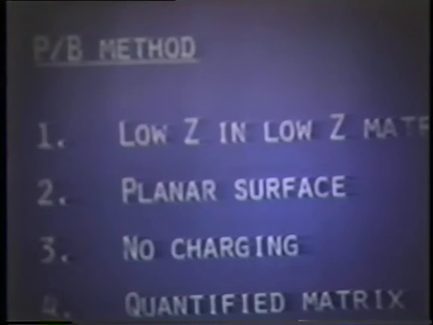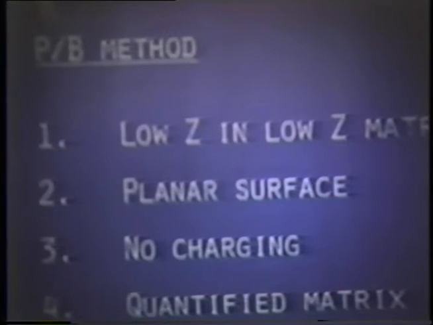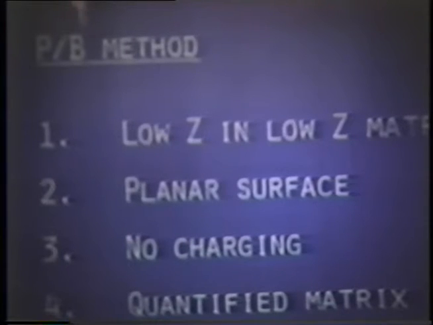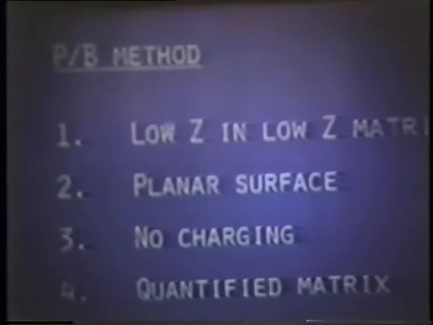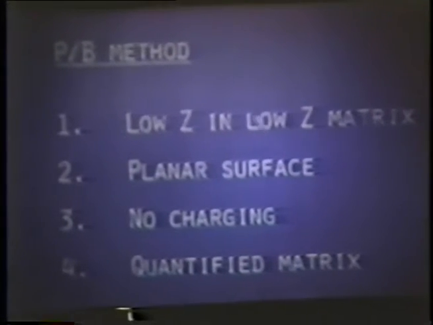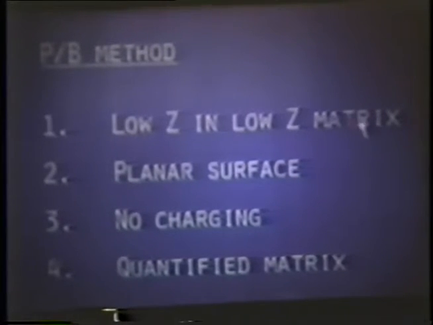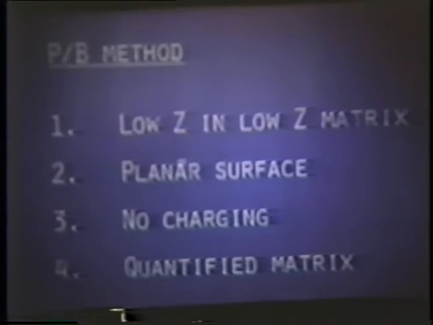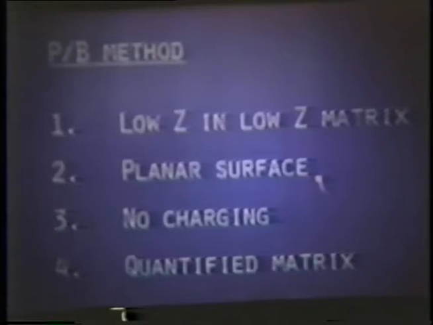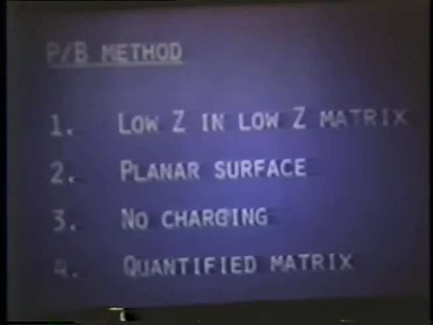This is the peak to background. Simply what you're doing is you are ratioing the peak to the background immediately below that peak. And it works particularly well for low atomic number elements in a low atomic matrix, biological material, where you've got a fairly flat surface, as you might have in a fracture surface, where you have no surface charging, and where you've got a quantified matrix. The next slide, please.